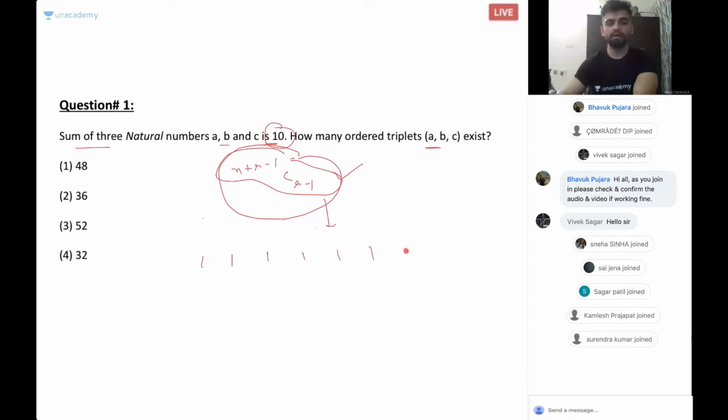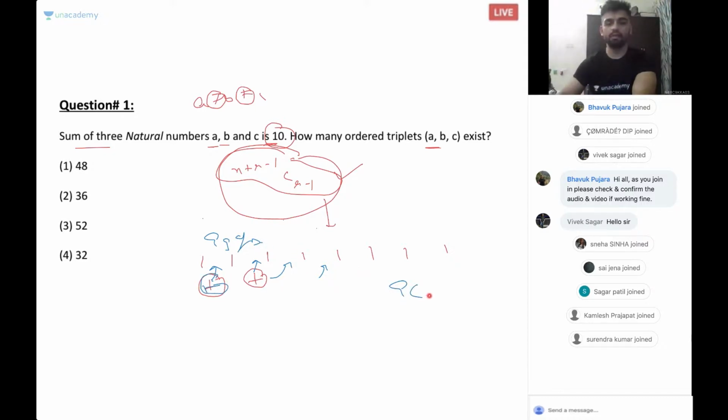We're going to draw 10 bars and we're going to play around with two addition signs. Why? Because we have three numbers. When we're adding three numbers, we get two addition signs. So I'm going to place these addition signs in the gaps that are created by these 10 bars. How many gaps will be created between these 10 bars? 9 gaps. And I can place these two positive signs anywhere in these 9 gaps.